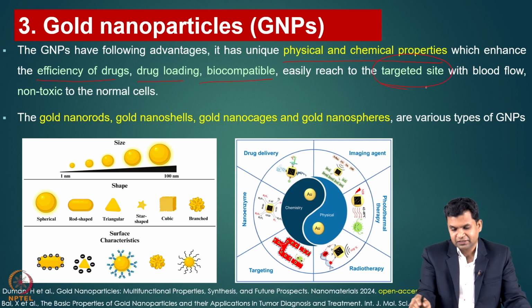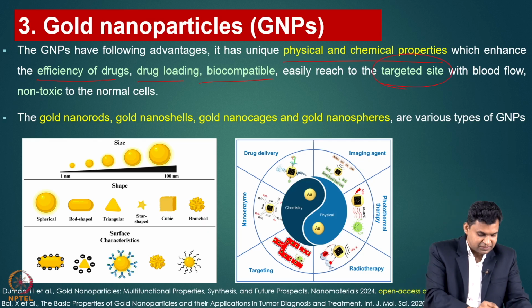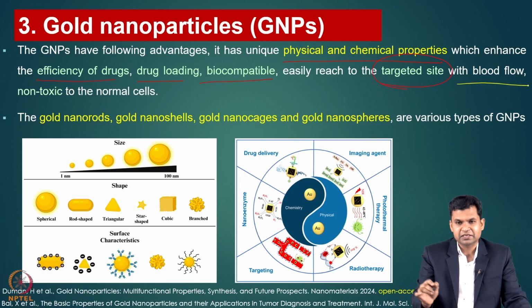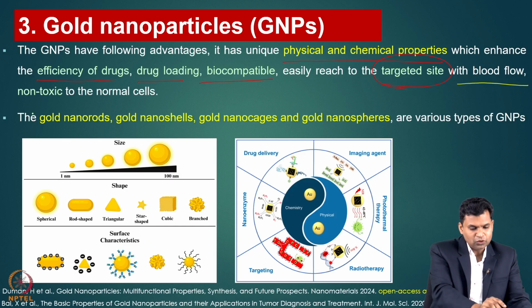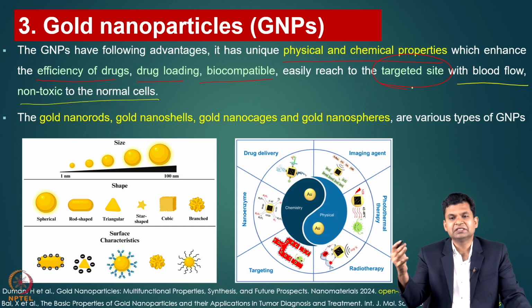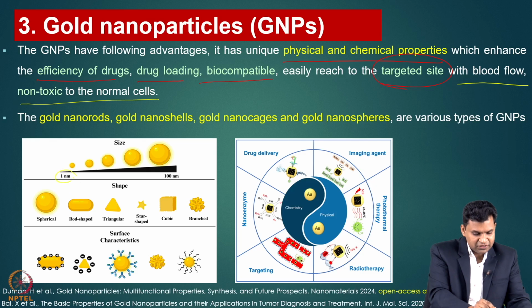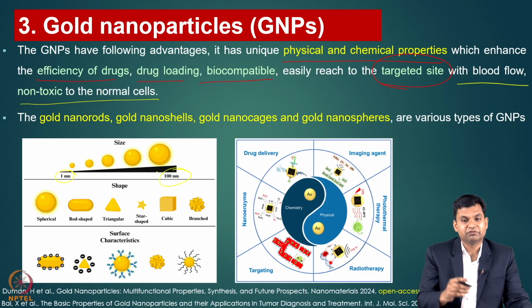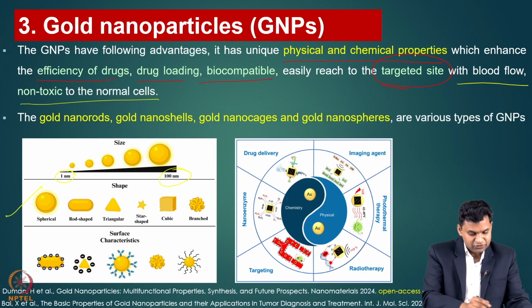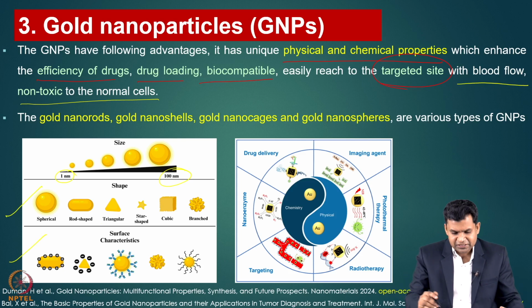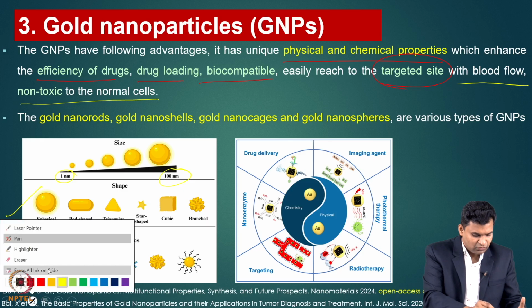You can also target cancer cells by modifying the surface functions. That will also enhance blood flow and be non-toxic to normal cells. While using targeting, you can also reduce the toxicity in normal cells. Here also, as we have already discussed, you can have particles from 1 to 100 nanometer. If you require, you can go to a higher range also, and you can see the various shapes and various surface charges. That is a possibility with gold nanoparticles. And now you can see the various applications of gold nanoparticles.